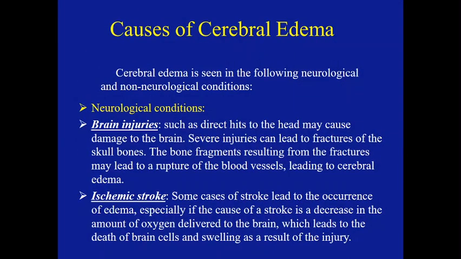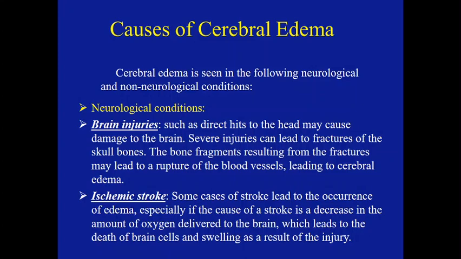General causes of cerebral edema we divide into 2 types: neurological causes and non-neurological causes. Neurological causes include brain injury, ischemic stroke, brain hemorrhage, infections, brain tumors, etc. Brain injuries such as direct hits to the head may cause damage to the brain. Severe injuries can lead to fractures of the skull bones. The bone fragments resulting from the fractures may lead to a rupture of the blood vessels, leading to cerebral edema.